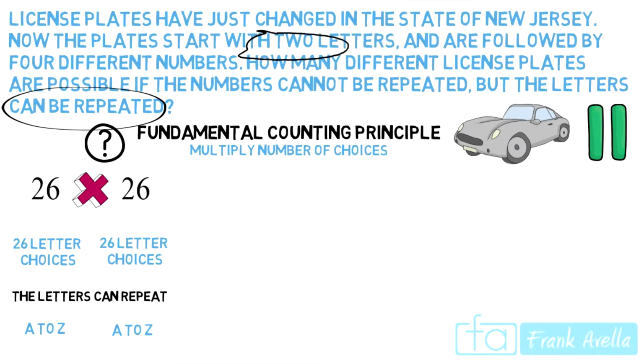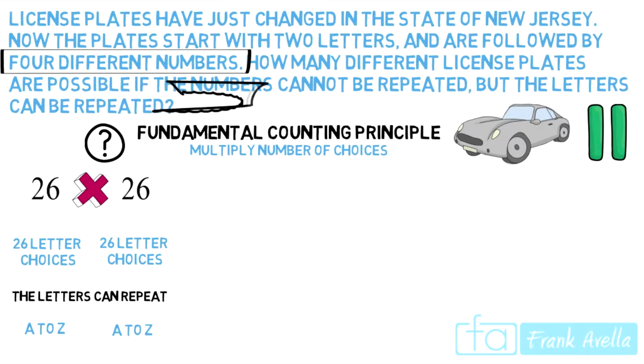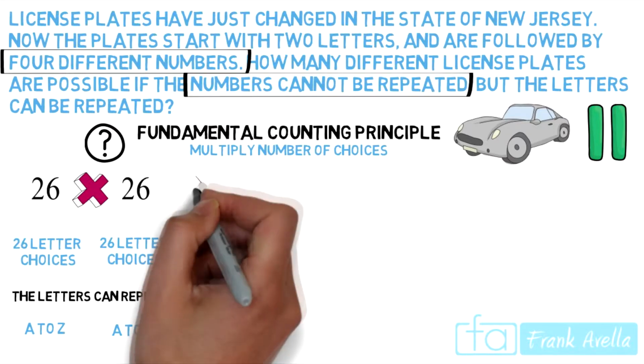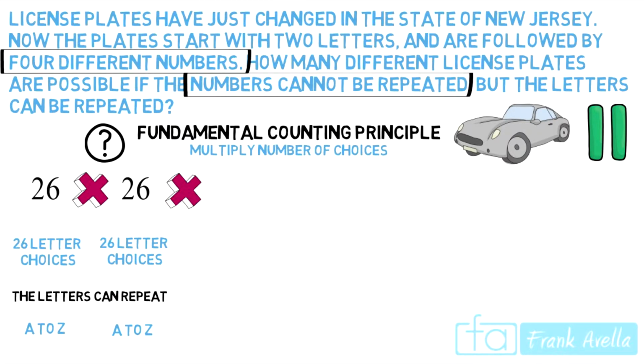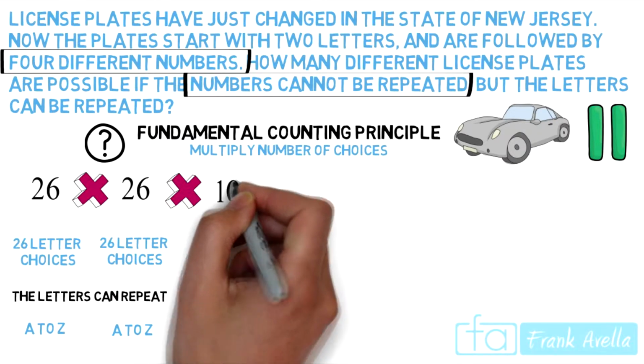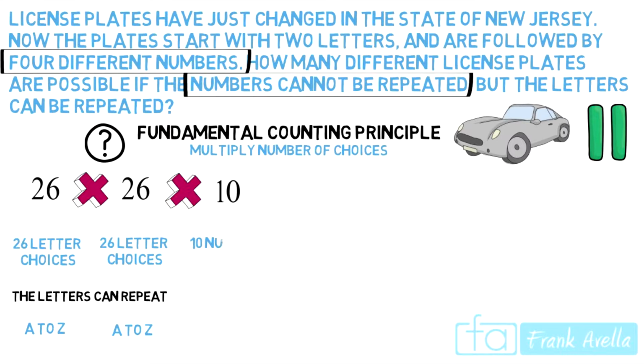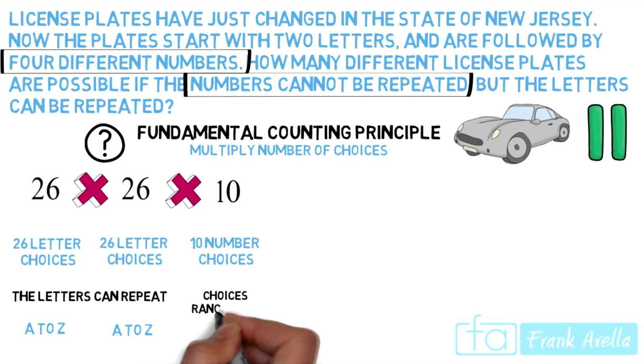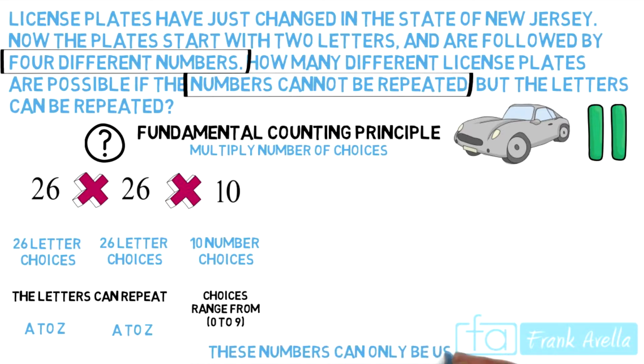Now let's look at what else the problem gives us. It says there are 4 different numbers, and the numbers, however, cannot be repeated. So now we're going to multiply 26 by the number 10, because we have 10 number choices. The choices range from 0 all the way to 9. And these numbers can only be used once.